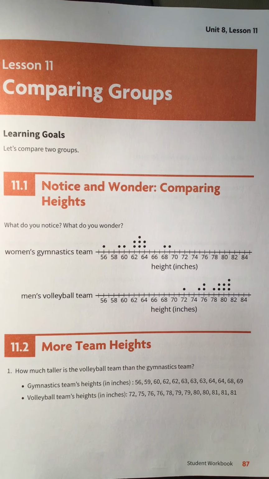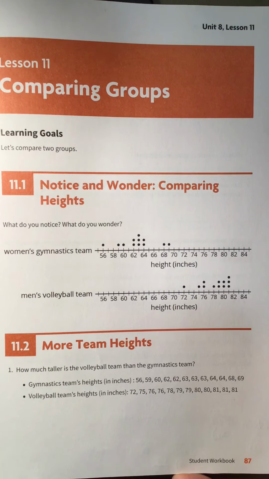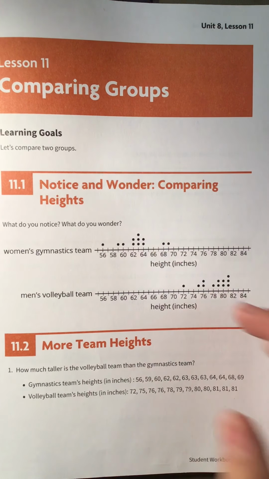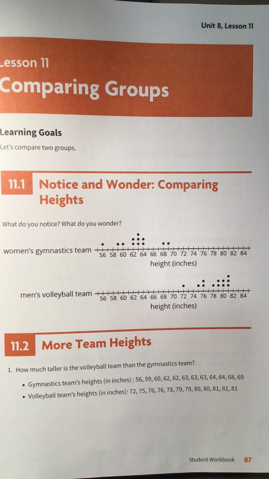Okay, we are on page 87, lesson 11, comparing graphs. There'll be one new term I want to make sure we talk about. It's called MAD, mean absolute deviation. We'll talk about that in a minute. First question is, just looking at these two groups, what do you notice? What is one thing you notice?